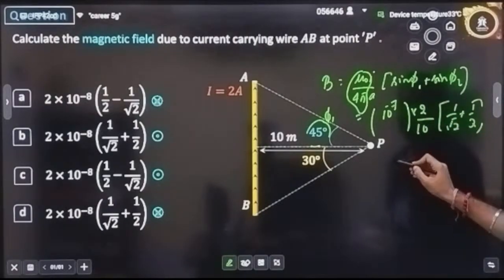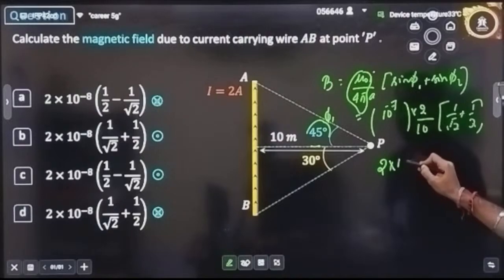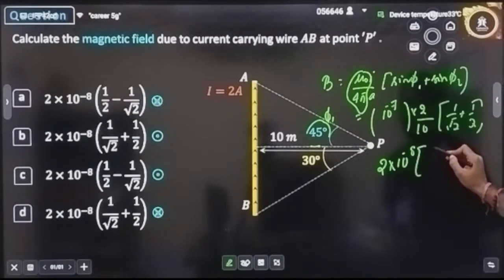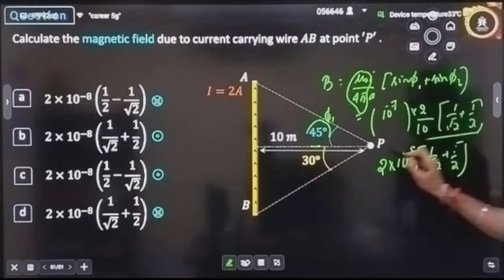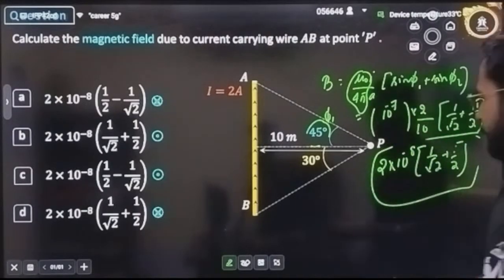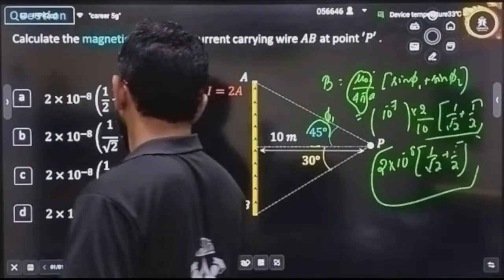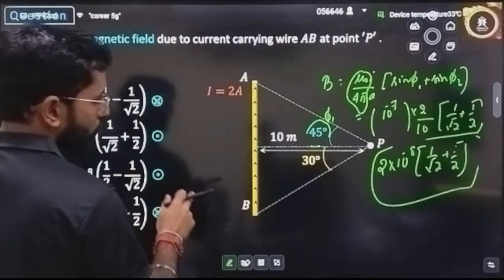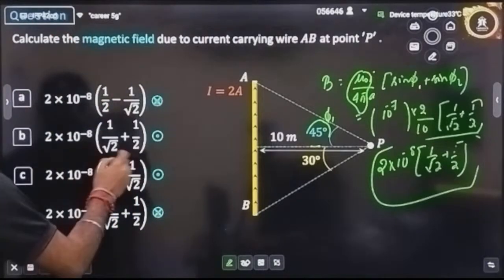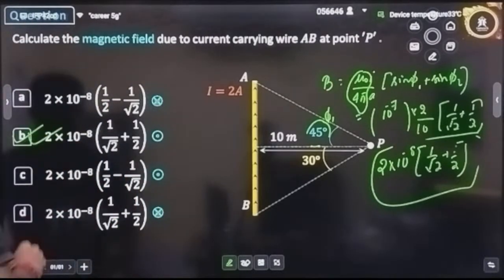Correct. That means what you will be saying here, it will be equal to 2 into 10 power minus 8, and here you will be saying 1 by root 2 plus 1 by 2. This is what you will be getting from here: 2 into 10 power minus 8, 1 by root 2 plus 1 by 2. Can I say which one is the correct answer? Option B. Option B will be the correct answer.